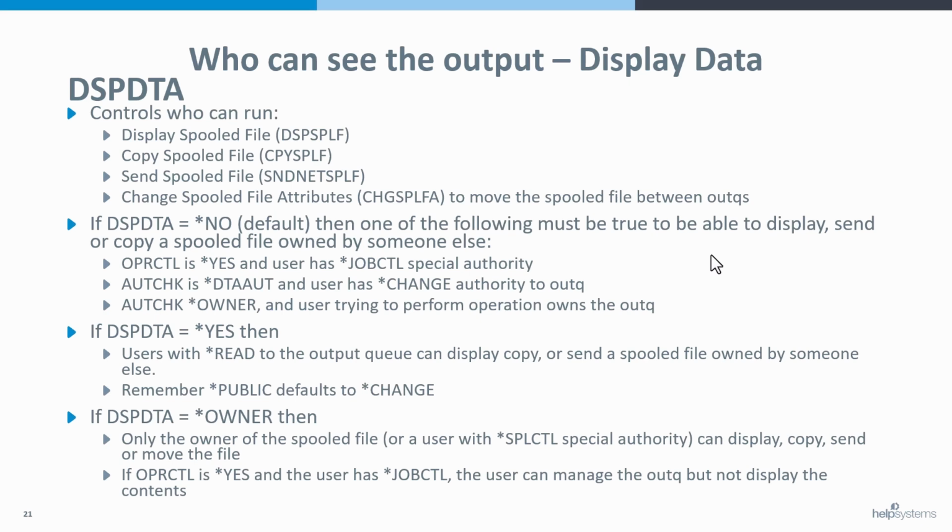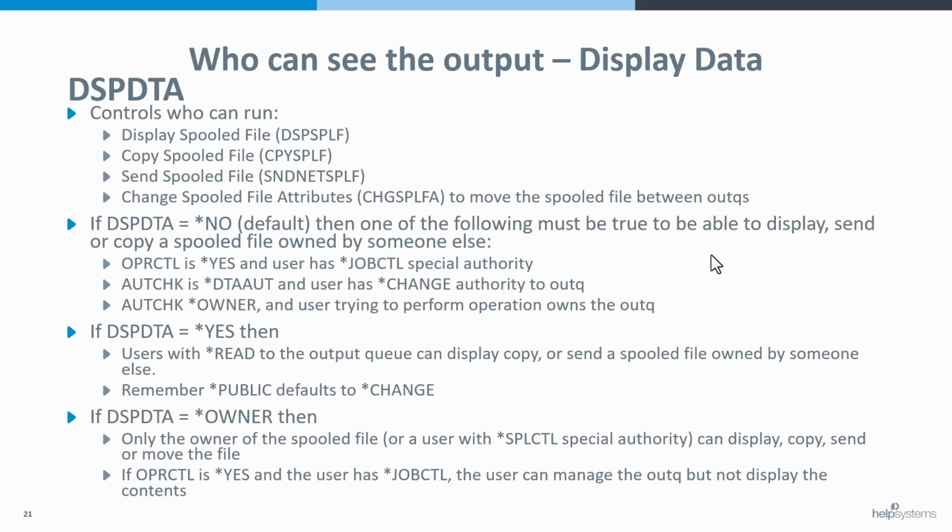Or the authority check is set to owner, and the user is trying to perform an operation that owns the out queue. And then if display data is yes, users that have at least read access to the output queue can display, copy, or send a spool file owned by anyone else on the system to any other out queue or printer. And then always remember, public defaults to change.